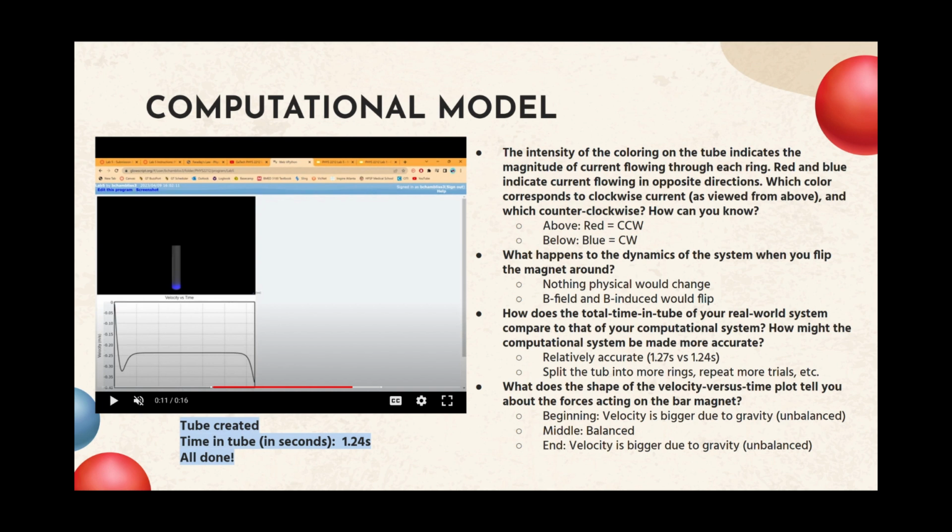What did the shape of the velocity graph tell us about the forces acting on the bar magnet? We see in the beginning that gravity is more prominent than the magnetic force, so it's uneven. Then throughout the middle, it's very even. It's falling at a steady rate. And then towards the end again, gravity is bigger and makes the magnet completely fall out of the tube.